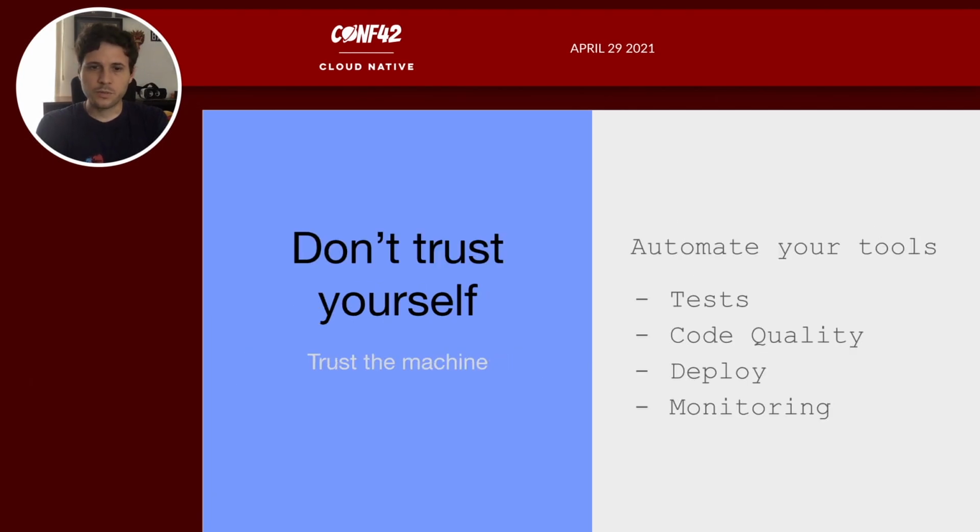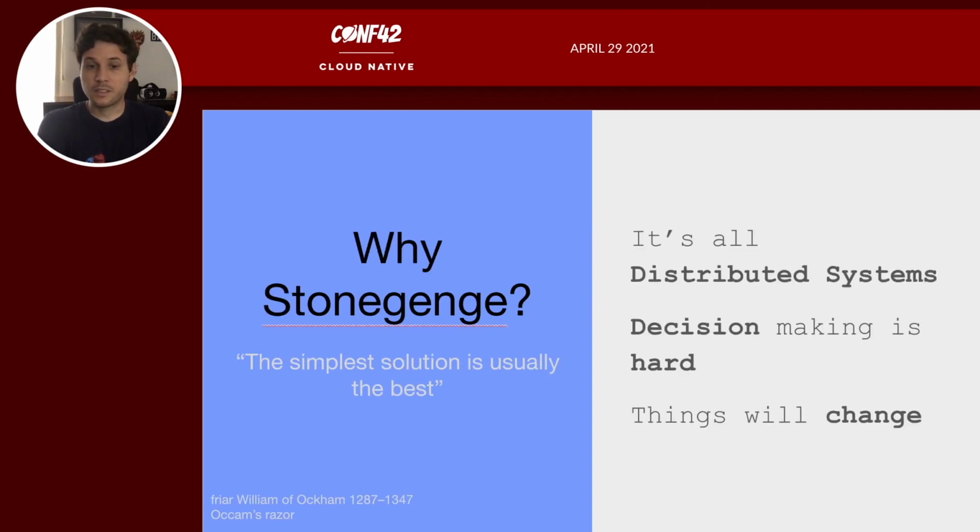And don't trust yourself. Trust the machine. Automate your tools, your tests, your code quality, your deploy, your monitoring. This is the best way to ensure that every time you change, things are stable. If things are going to break, and if you know when they're broken, you can fix it. So build a very good automated tool set to help you do that. And lastly, why not try the Stonehenge? The simplest solution is usually the best.